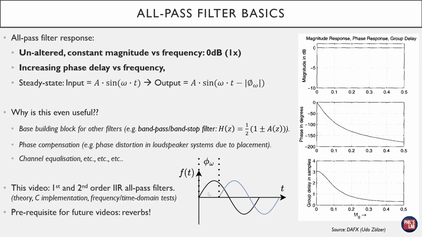In this video, I would like to discuss first and second order IIR all-pass filters. That is, we'll go through the theory in a bit, we'll look at the C implementation on an STM32 microcontroller, run that on real-world hardware, and then examine the frequency and time domain performances with some very simple tests. The reason I like to bring up all-pass filters and that we should cover it is because very soon I'd like to make a video on reverberation or reverb algorithms, and some of these rely on all-pass filters, so we need to cover that in a basic video.